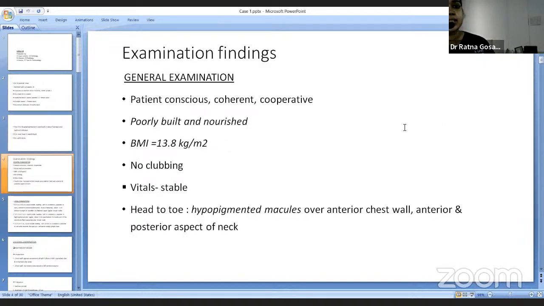On examination, the patient was conscious, coherent, cooperative, poorly built and nourished. BMI was 13.8 kilogram per meter square. There was no clubbing. Vitals were stable. On head-to-toe examination, hypopigmented macules over anterior chest wall, anterior and posterior aspect of neck were found.